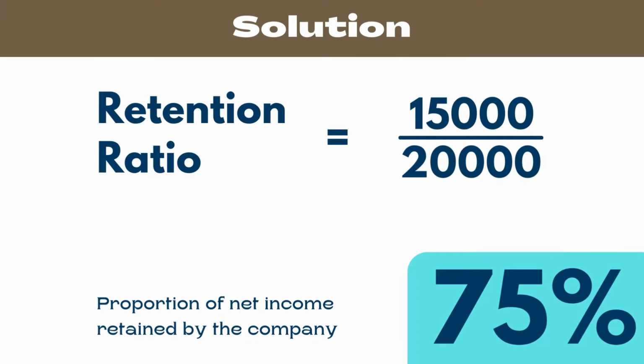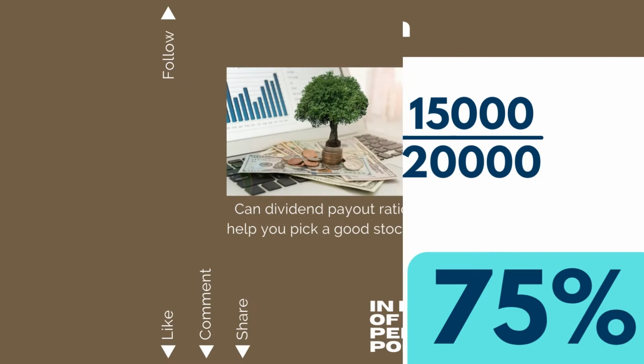On the other hand, the retention ratio is 15,000 divided by 20,000, which is equal to 75%. This represents the proportion of net income retained by the company.